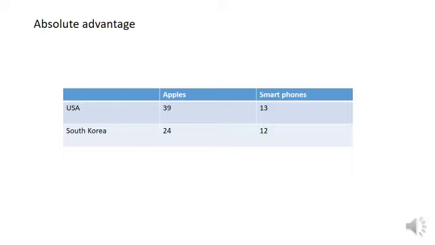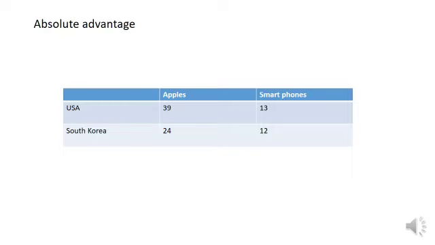If we look at the smartphones, again, using the same amount of resources, the USA can produce 13 smartphones, whereas South Korea can produce 12. So, which number is higher? Obviously 13. That means the USA has the absolute advantage. In this example, the USA has the absolute advantage in both.